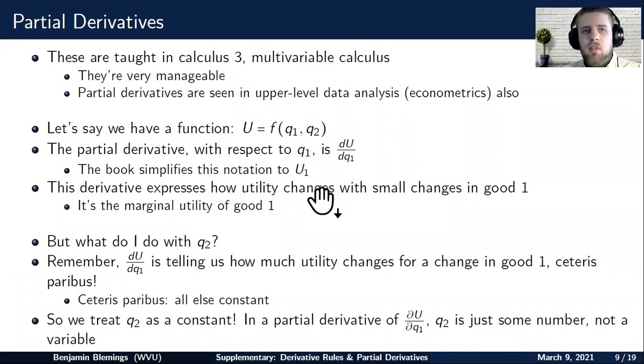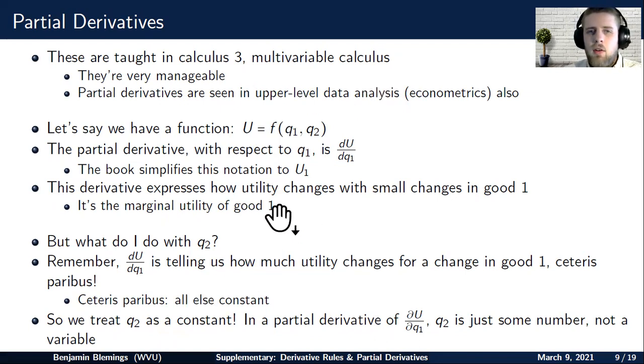All right, partial derivatives. These are taught in Calc 3, multivariable calculus. So even Calc 1 is not a prereq, so you probably haven't had Calc 3, but you might have. You should know that partial derivatives are very manageable, and you will also see them in upper level data analysis, econometrics, which I recommend for all econ majors or minors, and was actually required at my undergrad. So anyway, let's say we have some function, utility equals f of q1 and q2. So how happy you are depends on the consumption of good 1 and good 2.